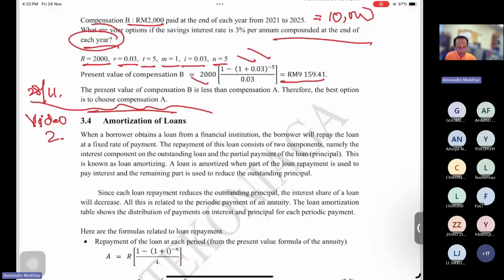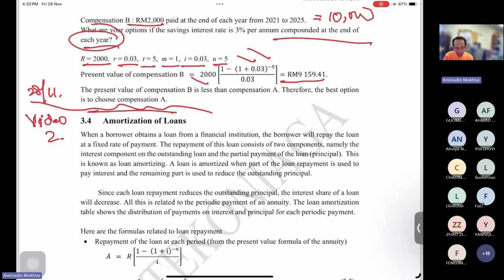Our lecture today is about the amortization of loan, or in Bahasa we call it pelupusan pinjaman. How banks calculate, how banks decide our monthly payment, how banks decide the amount of interest that you need to pay every month.